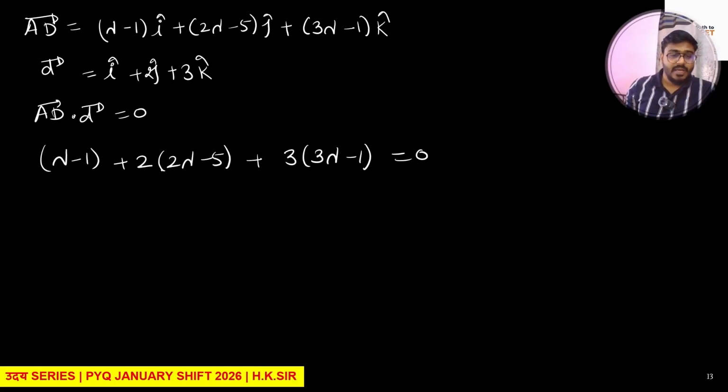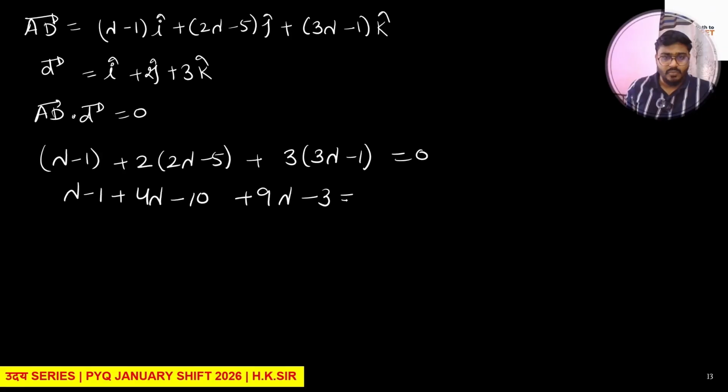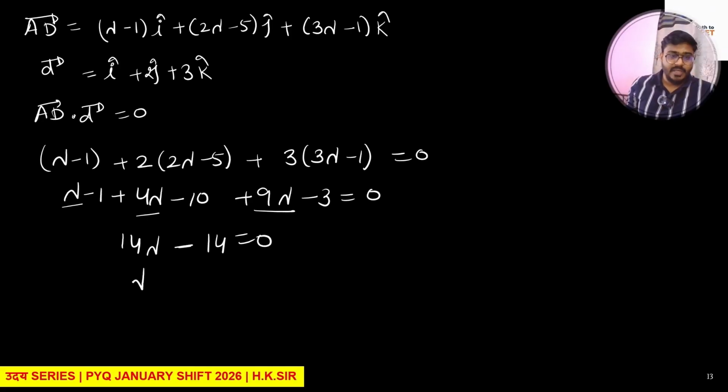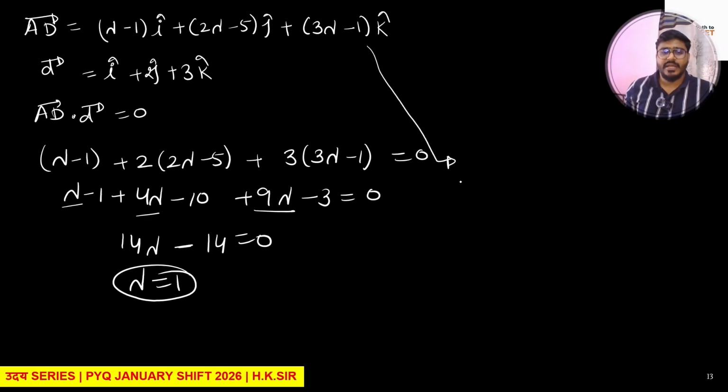So lambda minus 1 plus 4 lambda minus 10 plus 3, 3 is a 9 lambda minus 3 equal to 0. So 9 lambda plus lambda 10, 10 and 4 14, 14 lambda minus 14 equal to 0. So from here lambda is equal to 1. If lambda is 1, can you tell me the AD vector?